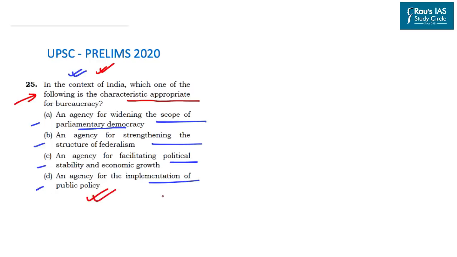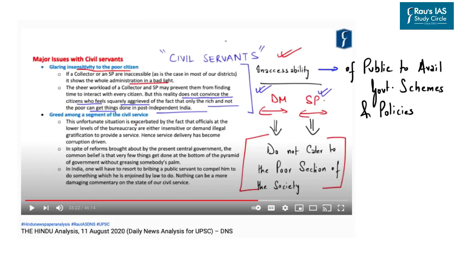And this question can be said to be a comparatively easy question asked in the context of Indian bureaucracy. Now, issues regarding Indian bureaucracy and civil servants were discussed in the DNS dated 11th August 2020, where various challenges pertaining to Indian civil servants were discussed.